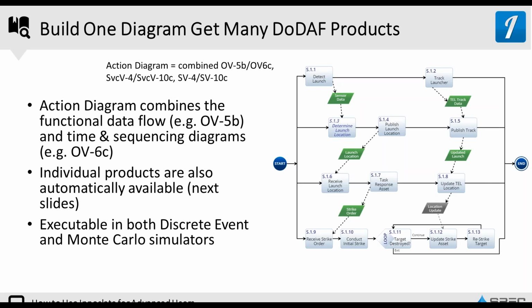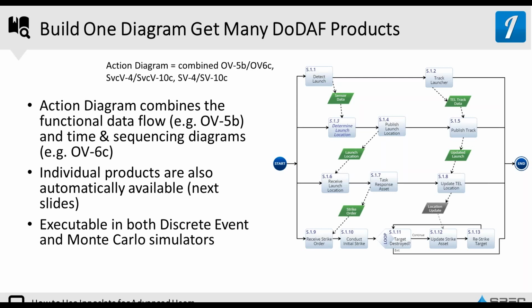Another thing that we found works extremely well is being able to take our action diagram and use that. We call that the combined OV5B, OV6C, and that's available in the OV tab. So if you go to the operational view tab, you can click on that, and you can build this diagram. What's nice about that is when you finish, you can also get the individual products. So if you want to see them separately, you can get your sequence diagram, you can get your IW0 diagram. I'll show you those in a second.